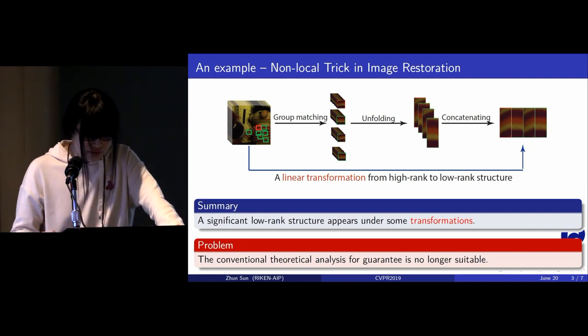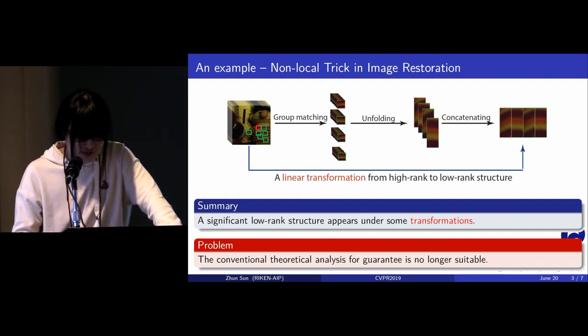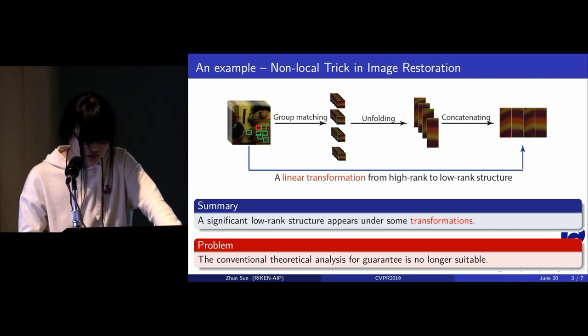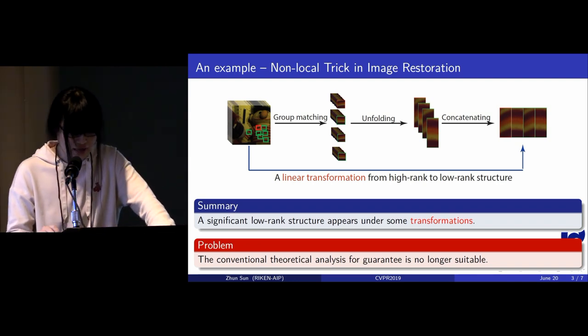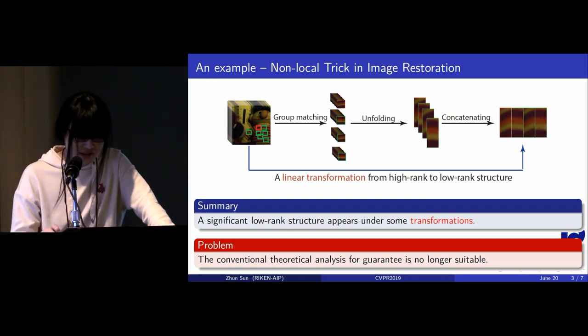For example, in the hyperspectral image restoration task, we first crop patches with similar appearances from the image. Then we do unfolding and concatenating to let the patches form a matrix with low-rank structure. Finally, we can use any well-designed low-rank matrix completion method to perform the restoration.